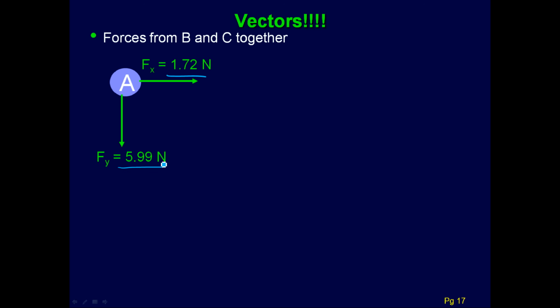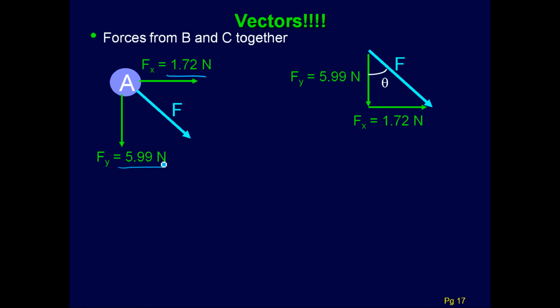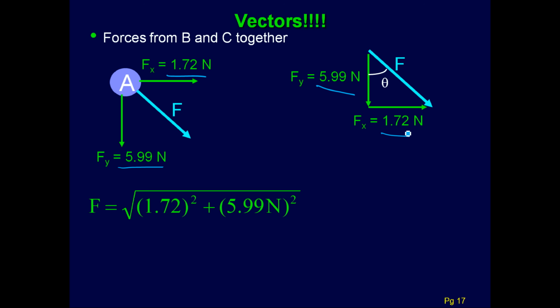To end this up, generally they'll want some sort of collection of these, maybe as the magnitude and the direction. Not all the time, but you'll oftentimes have to do this. So we want to find the actual force, which points that way, and here we can set up a vector diagram. The y direction is 5.99, and this is 1.72. To find the hypotenuse, I get that the total force is 6.23 newtons.